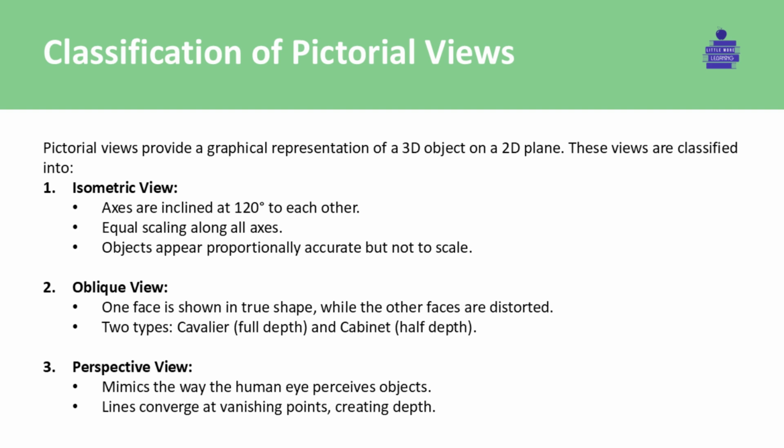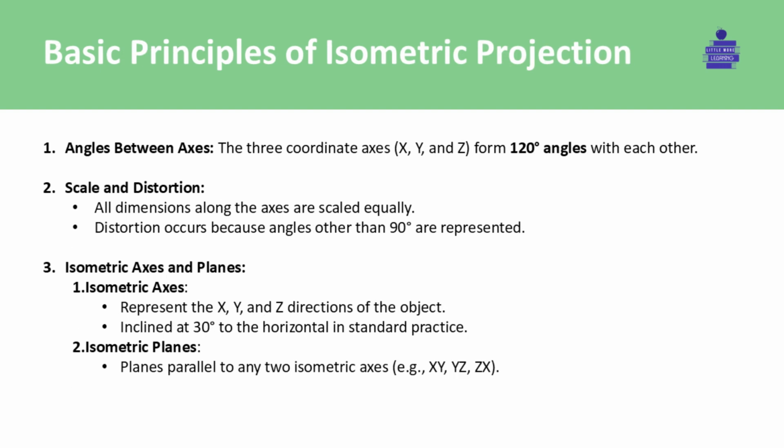Finally, we have the perspective view, which is closest to how our eyes actually see things. Objects appear smaller as they get farther away, just like when you look down a long hallway. Each of these methods has its own unique advantages and specific uses in technical drawing. Let's explore the fundamental principles that make isometric projection work.